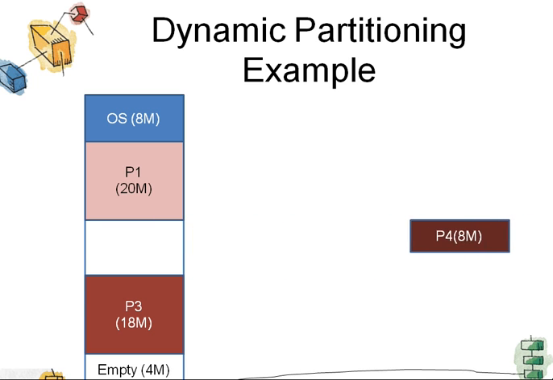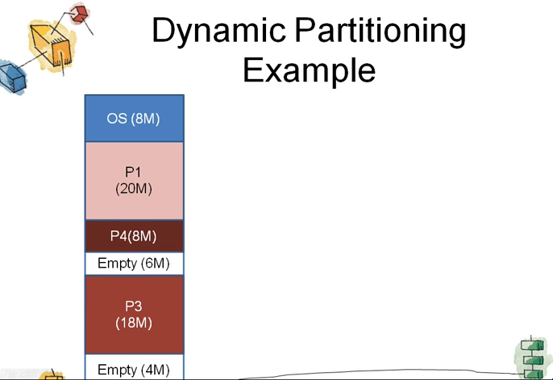Now assume that P2 has executed completely, and now the space occupied by P2 is freed up. And then there comes another process P4 whose size is less than that of P2. But still its size is compared with the available free size in the memory. It is 4M and the size of P4 is 8M. So P4 can't be placed in this free area of memory.